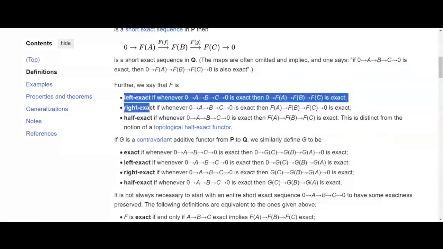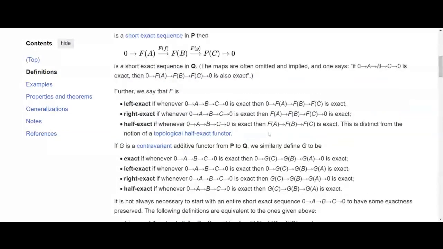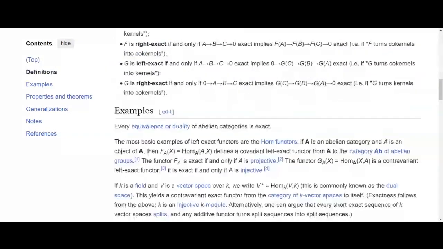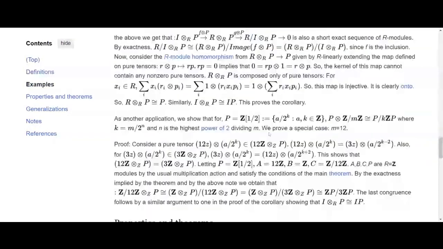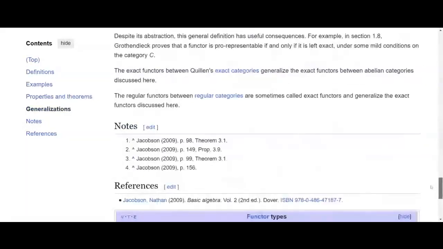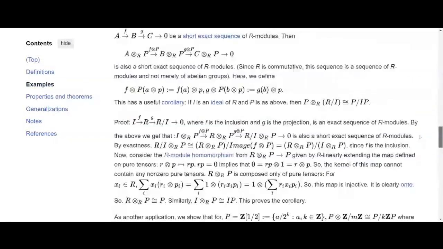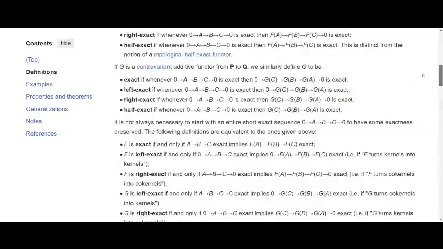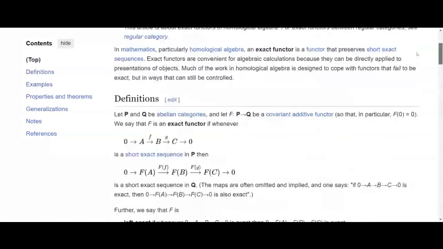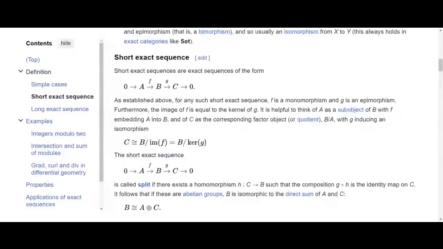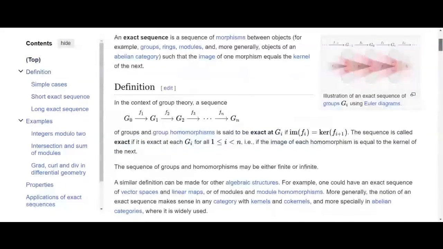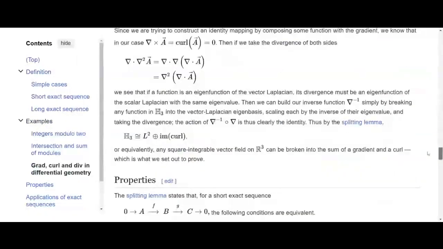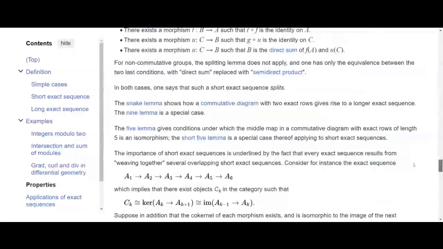then they talk about what it means to be left exact, right exact, half exact. And I think it should be here somewhere. Looks like I cannot find it. Maybe it's under short exact sequences. Let's see. Yeah, so here it is. I think that's what it is.